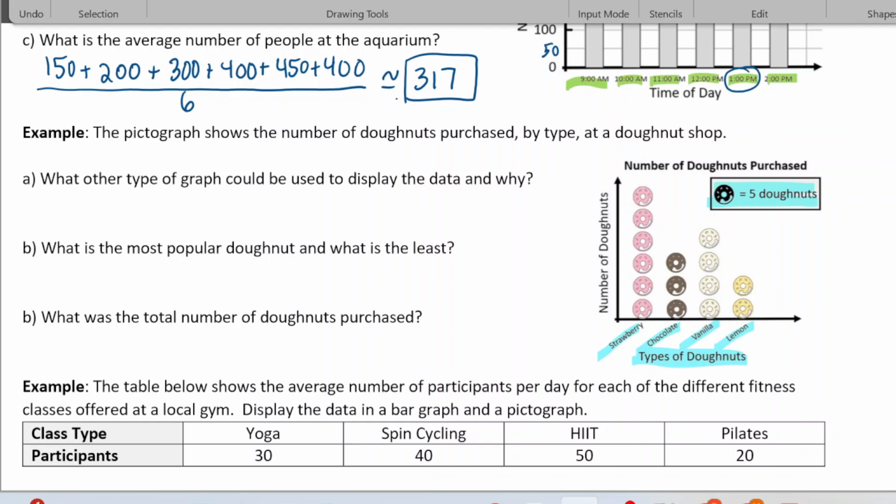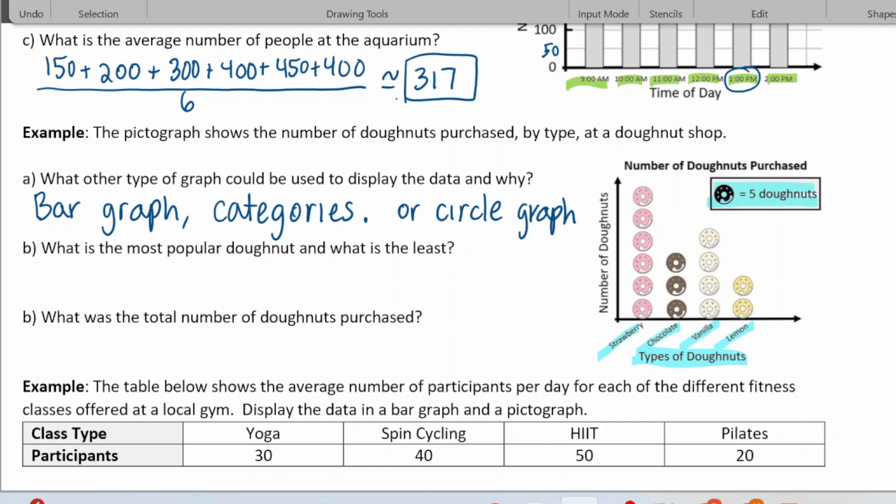So question A, what other type of graph could be used to display the data? We could use a bar graph, not a line graph because there's no time involved here. But we could use a bar graph instead because we have categories. We could also use a circle graph as well, which we'll see in the next lesson. That's also great for comparing across categories.